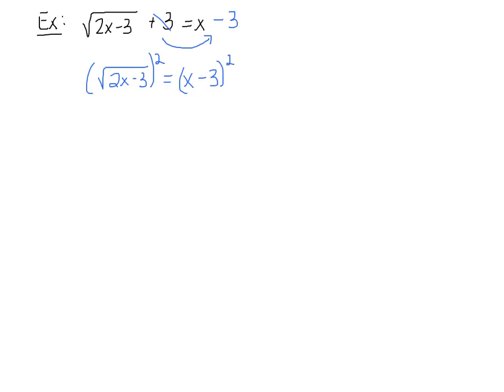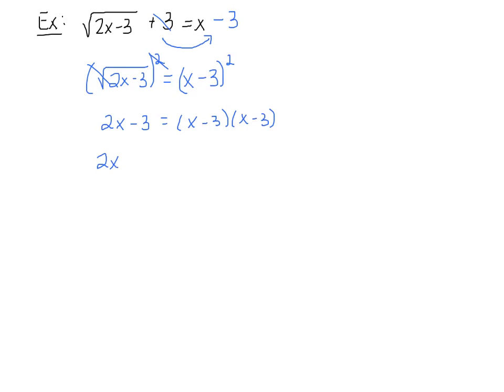But then notice that on the right side, we have a binomial. So the left side is going to be 2x minus 3. The right side, because it's a binomial, we're going to have to use FOIL or the box, and we're going to have to multiply those together. Okay? Well, I'm going to go ahead and use FOIL on this one.